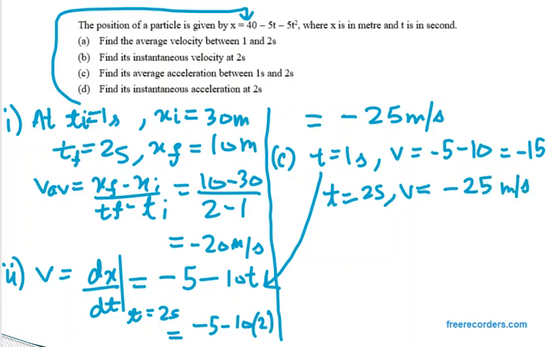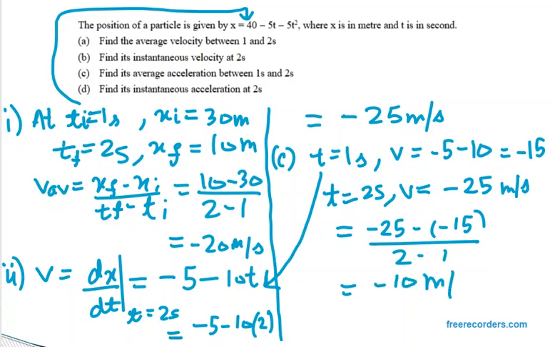Now we need to find the average acceleration. So it will be minus 25 minus minus 15 over 2 minus 1. So it will be minus 10 meter per second square.